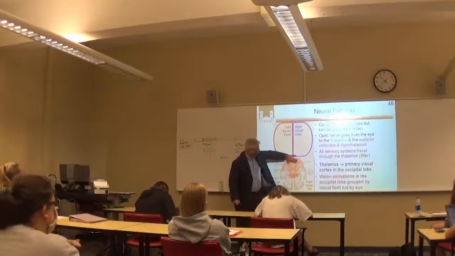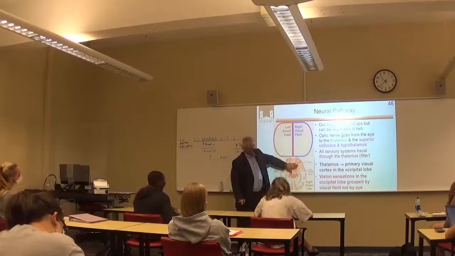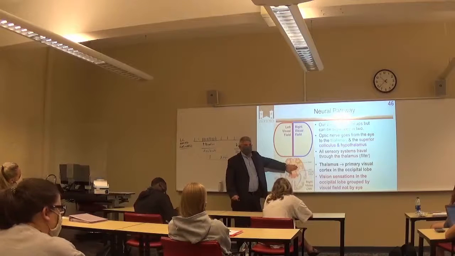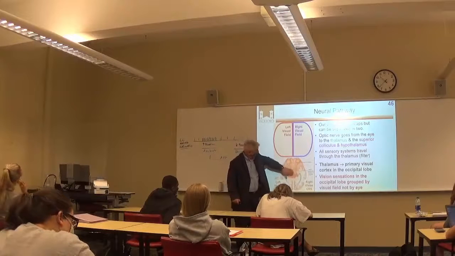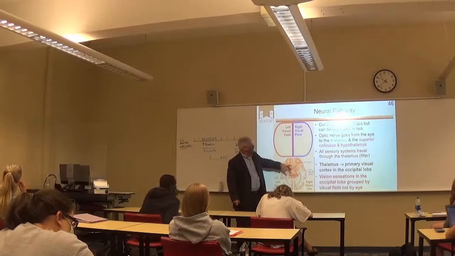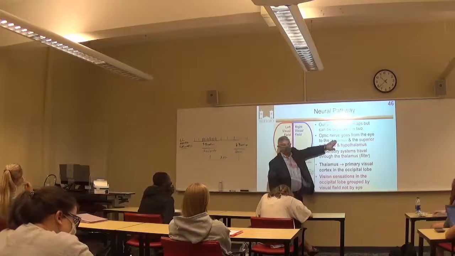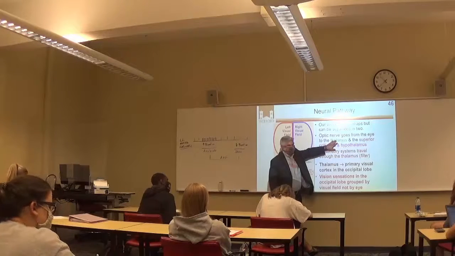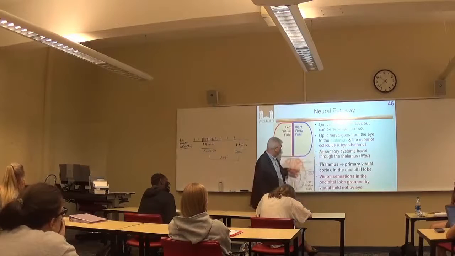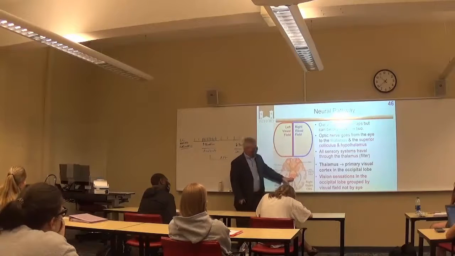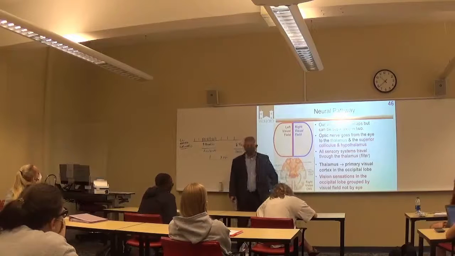We have two eyes, right? And the optic nerve are going to be those axons coming out, the ganglion cells, the output. Right? They're going to come out. They're going to go to the thalamus, the lateral geniculate nucleus, or LGN of the thalamus. And they're also going to go directly to the superior colliculus and the hypothalamus.